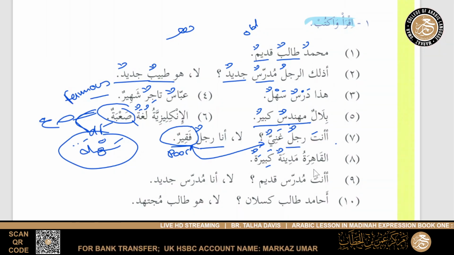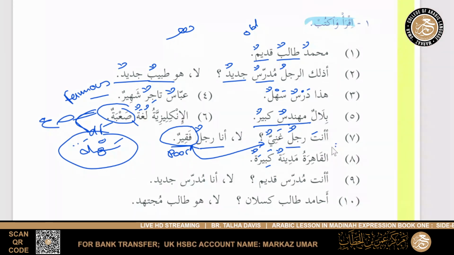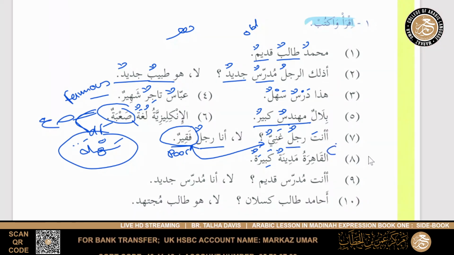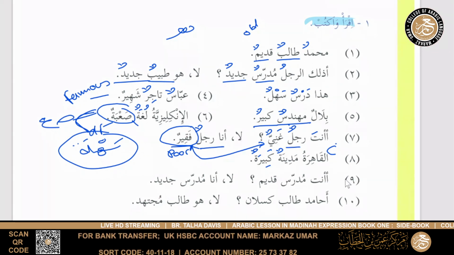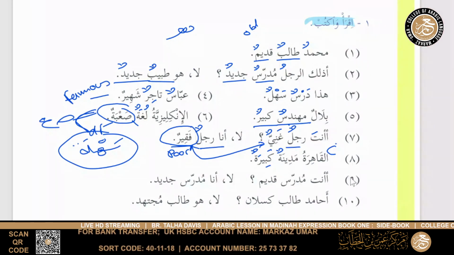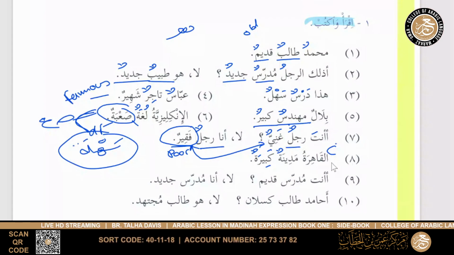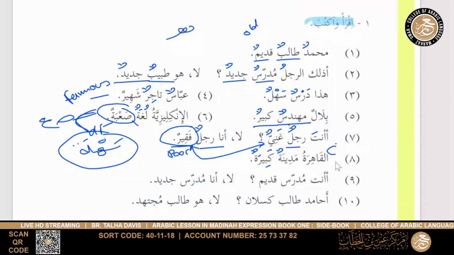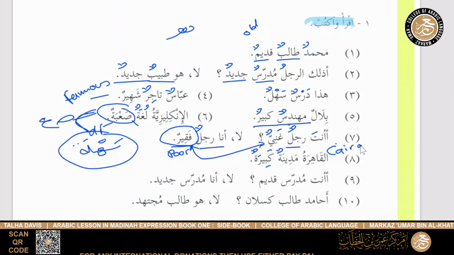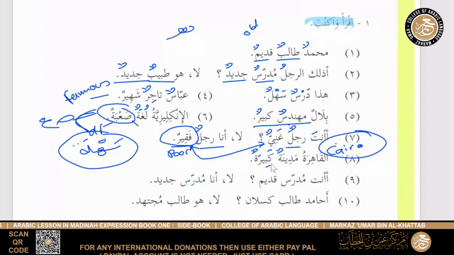القاهرة. I'm not too sure what that word means. عاصمة مصر. Is that Egypt? Yeah, عاصمة, capital. Oh, okay. That's Cairo then. Yes, good. You know your geography. Cairo. القاهرة مدينة كبيرة.